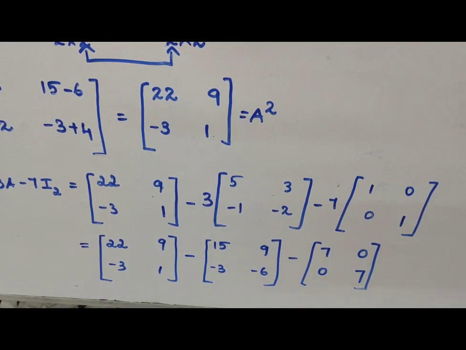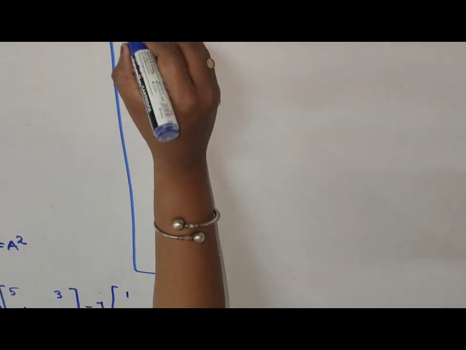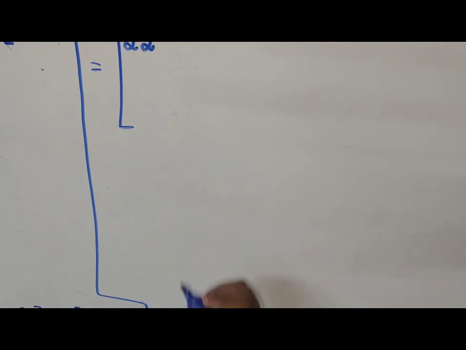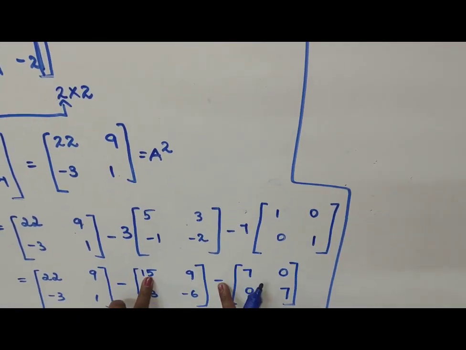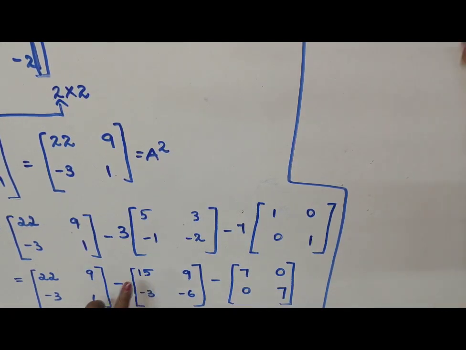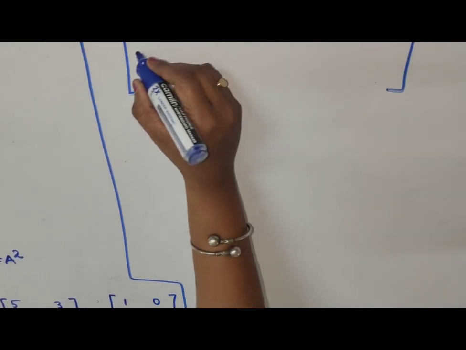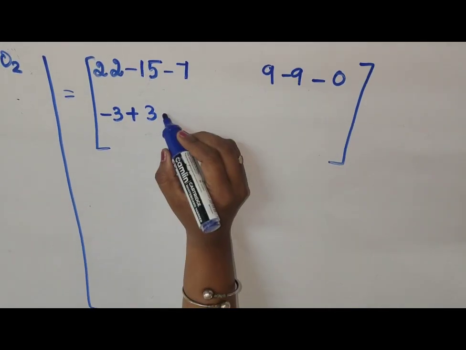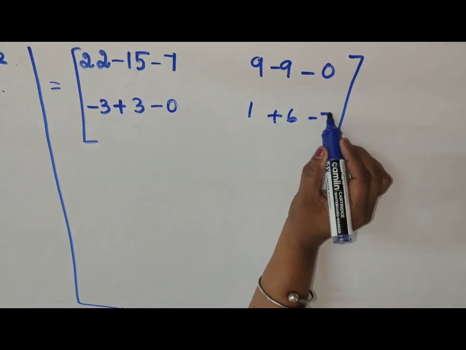Now, normal matrix subtraction we have to do. First term in all the matrices: 22 minus 15, this minus we have to take, 15 minus 7. Next 9 minus 9 minus 0. Next minus 3, minus into minus will become plus 3, minus 0. Next is 1 plus 6 minus 7.